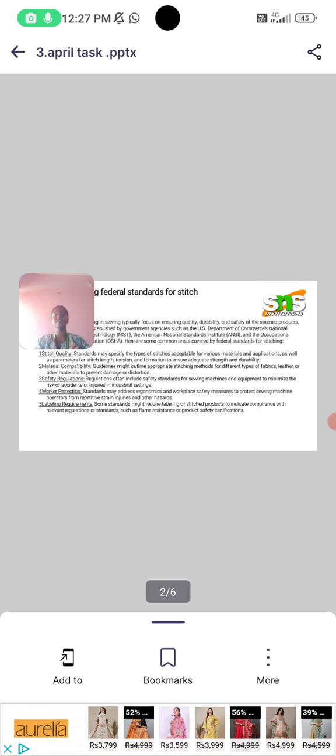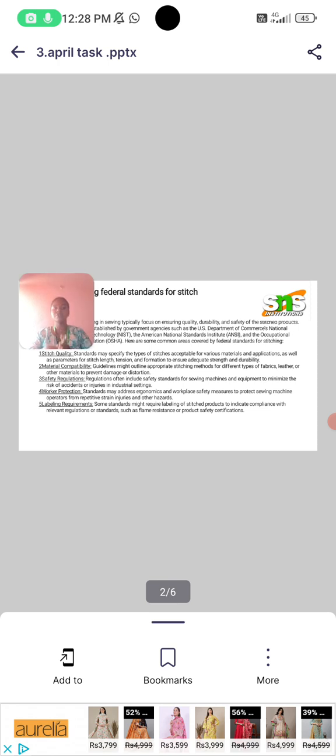Lock stitch is a stitch formed by interlocking the top thread from the needle with the bottom thread from the bobbin. It is commonly used in general sewing and is known for its strength and durability. Overlock stitch prevents fraying. It is commonly used for seam finishing in knit fabrics.